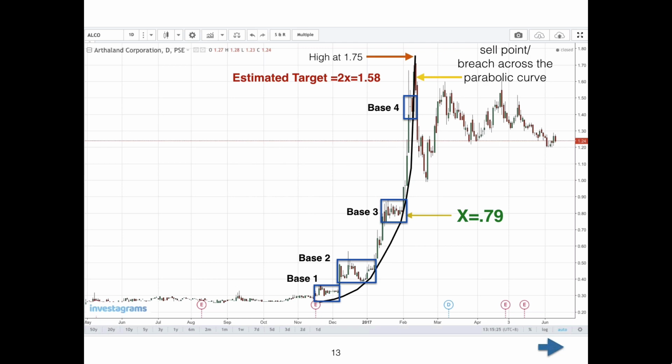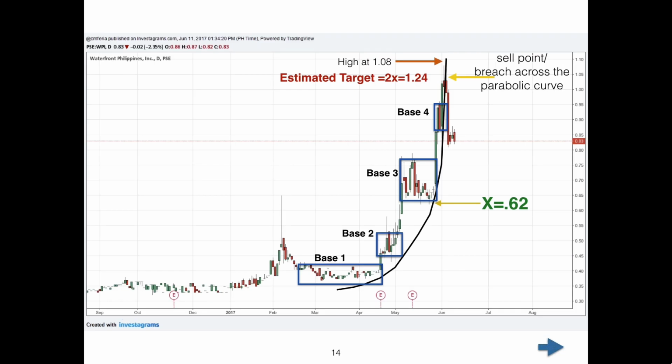It became evident that the sell point was at the peak of 175 after it created a long red candle and broke across the parabolic curve. Note that these base counts are not absolute, since the rules on parabolic curves are not very specific. For example, in the chart of WPI, price was unable to reach the X estimated target price of 124.